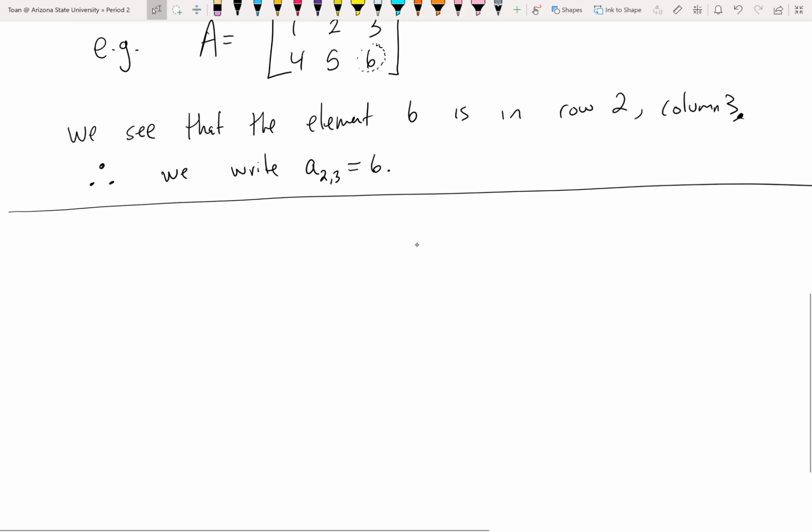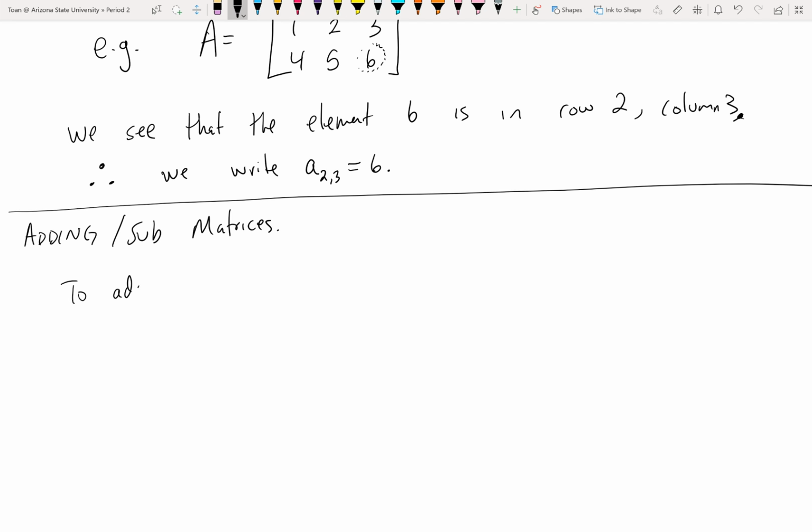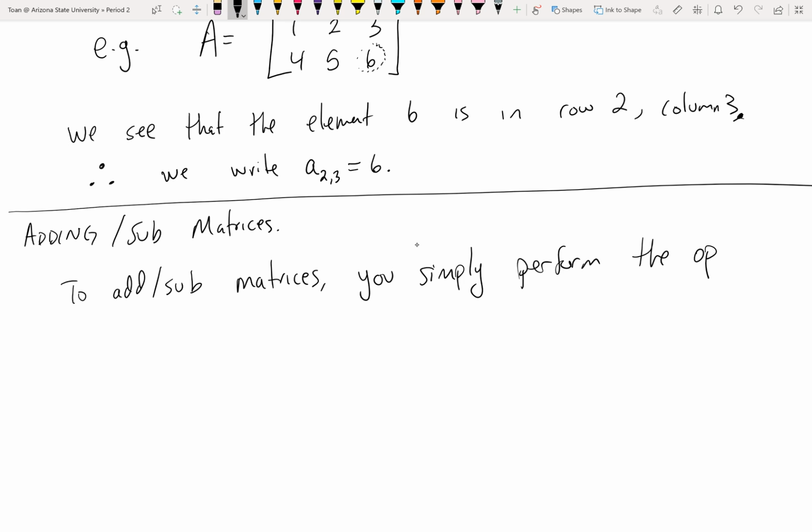Right. So let's talk about adding and subtracting matrices. Since matrices are nothing more than a collection of numbers, adding and subtracting should follow the same rules as adding and subtracting regular numbers, and that's indeed the idea. To add or subtract matrices, you simply perform the operation on the corresponding elements.